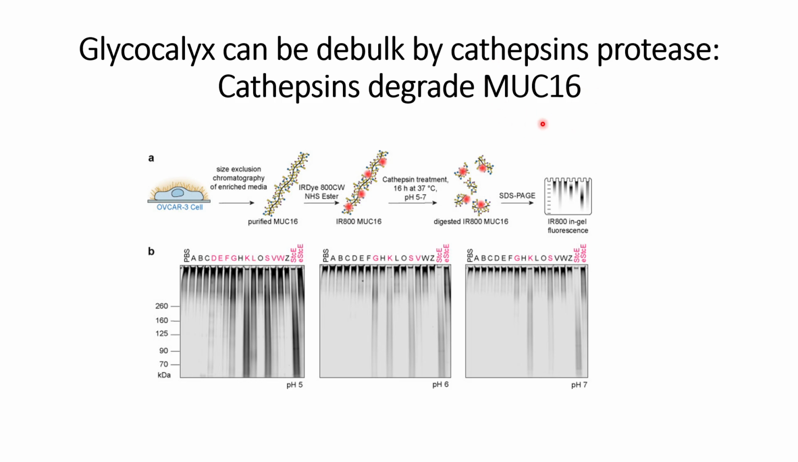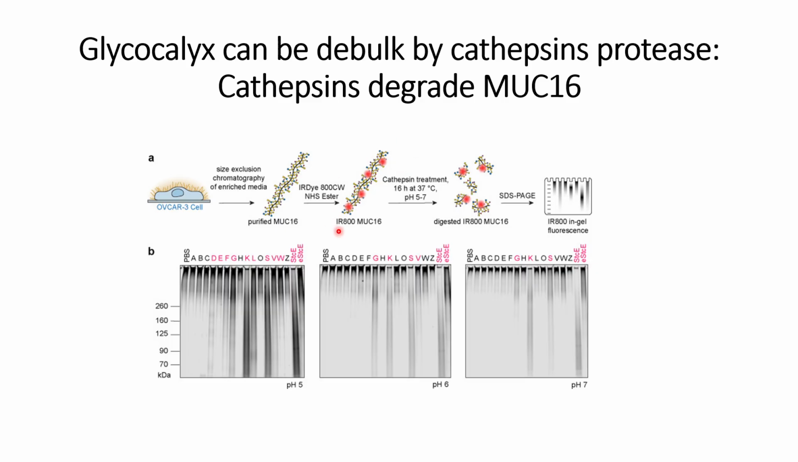And why MUC16? Because MUC16 is one of the abundant carbohydrate structures found in the glycocalyx in most cancers. In the in vitro studies, they used ovarian cancer cells, took out the supernatant, and did size exclusion chromatography to enrich MUC16. Once they got this purified MUC16, they labeled it using IRDye 800CW through NHS ester reactions.